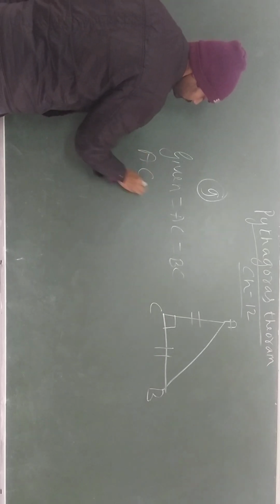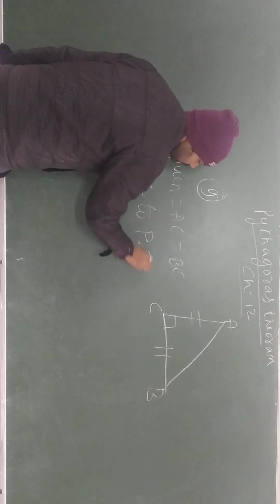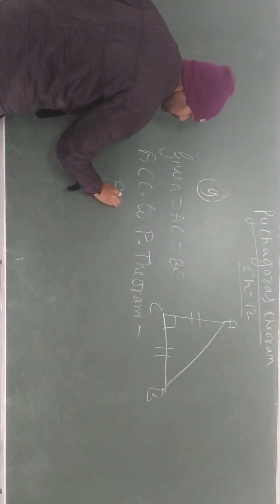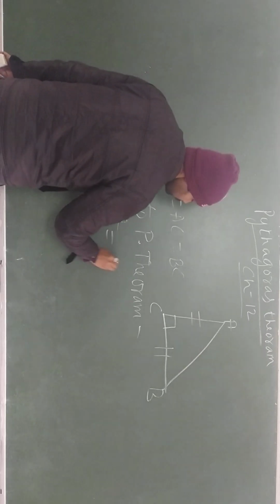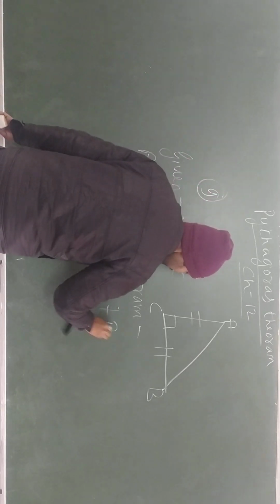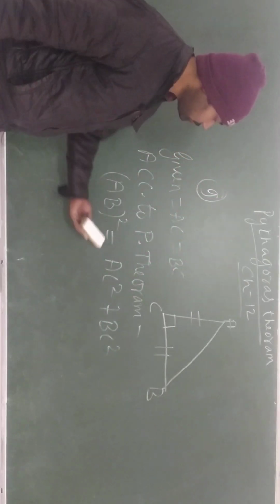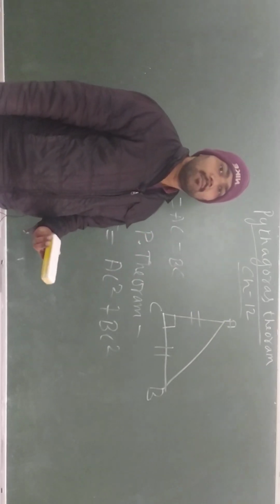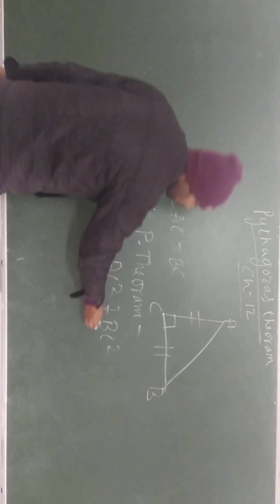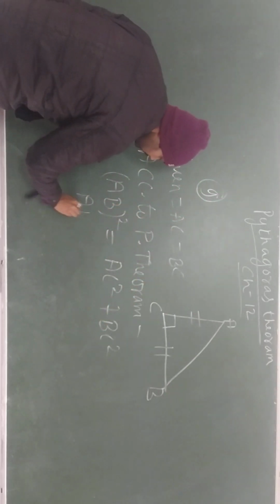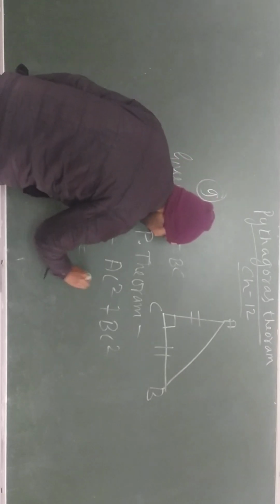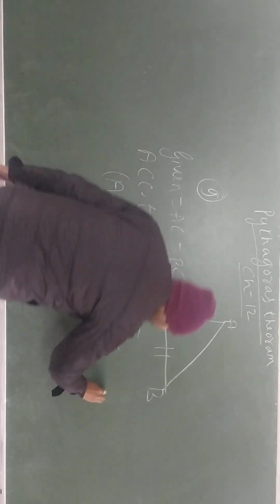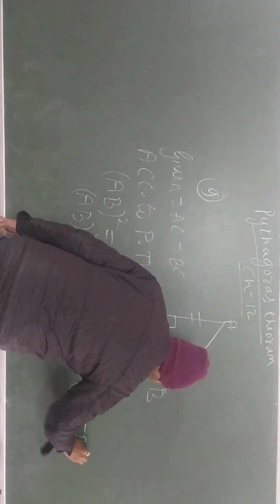Now according to Pythagoras theorem, AB square will be equals to AC square plus BC square. AB square will be equals to AC square plus BC square, and it is given that AC equals to BC. Why? Because it is isosceles right triangle. So in place of BC we can write AC. So AB square equals to AC square plus, in place of BC we can write AC, so AC square. AC is equals to BC.